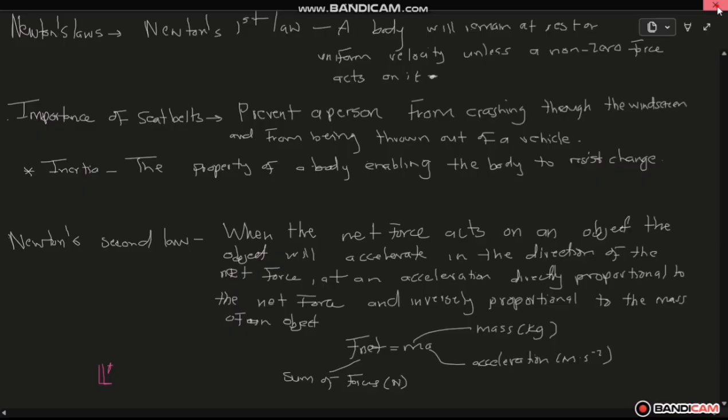And there's Newton's second law. You must know how to define this one, and you must know how to use the formula. So it says that when a net force acts on an object, the object will accelerate in the direction of the net force at an acceleration directly proportional to the net force and inversely proportional to the mass of the object. So mathematically, it is F net equals ma, where F net is the sum of forces, like force 1 plus force 2 plus force 3. That's F net, the summation of forces. Then m is the mass in kg, and acceleration is in meters per second squared.